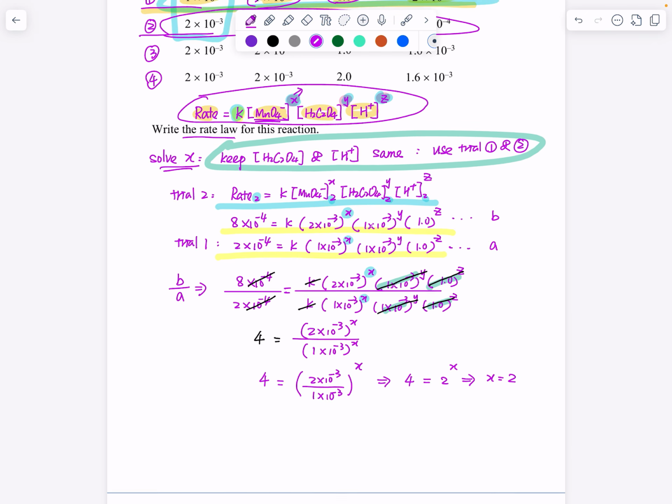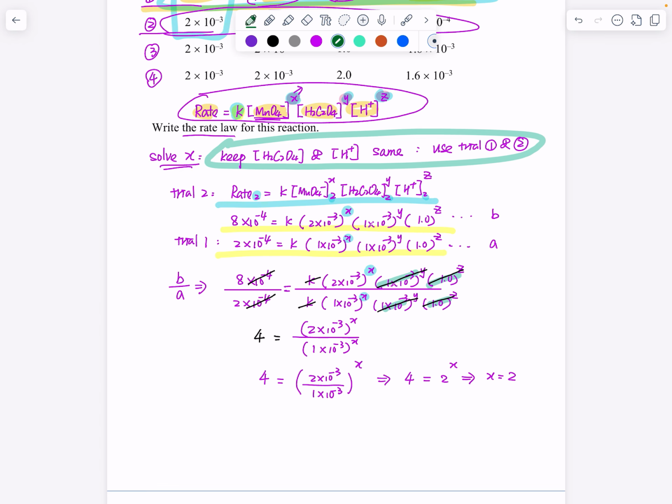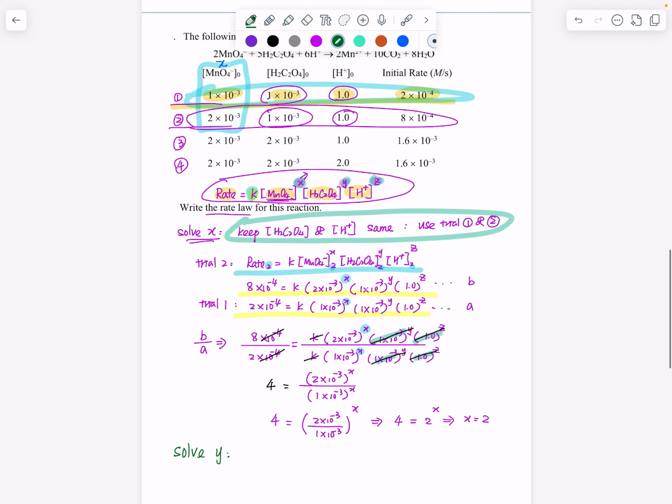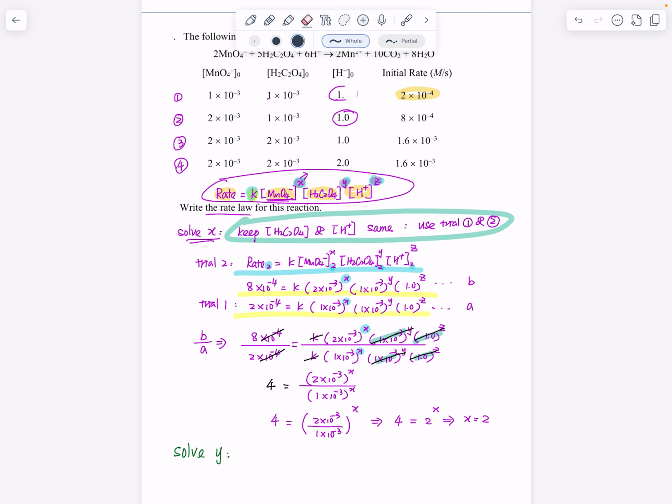Okay, so now I believe we can work on the other ones. In order to solve for y, what's the goal? Let me clear here real quick. We want to solve for the second one right over here. Let me use a different color. The goal is to find two trials where the other concentrations are the same, so they can get canceled out. You see that these two are the same.